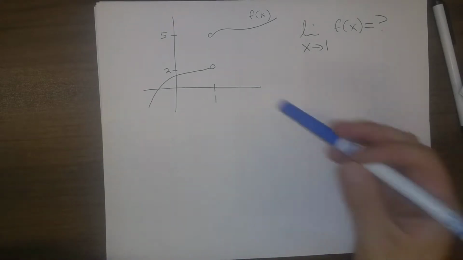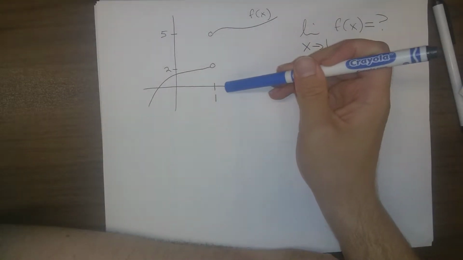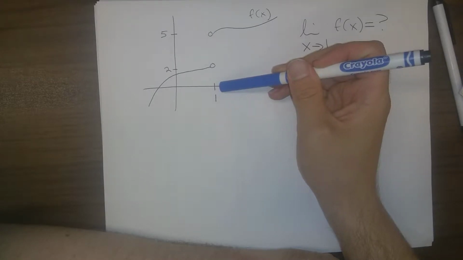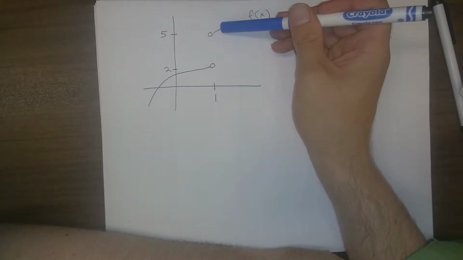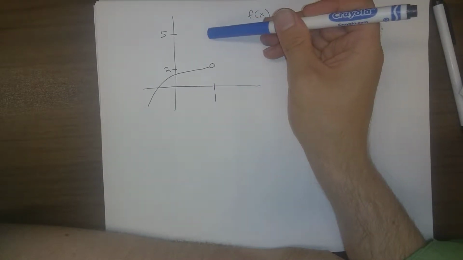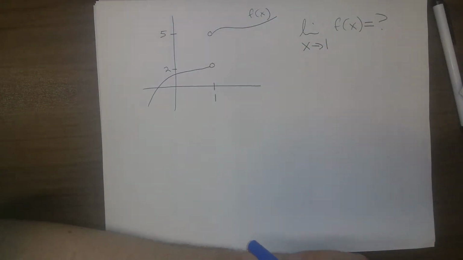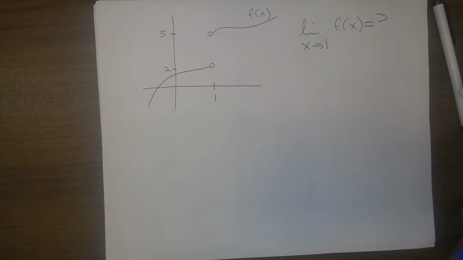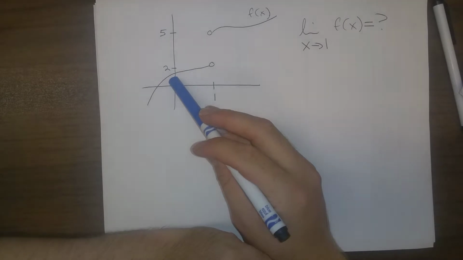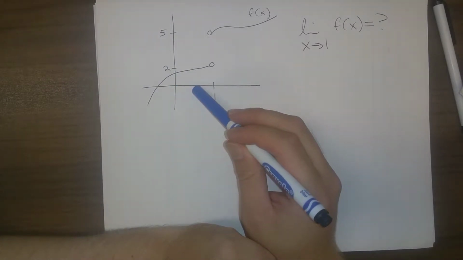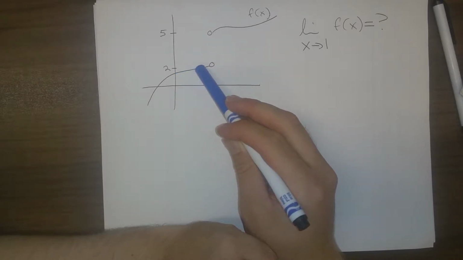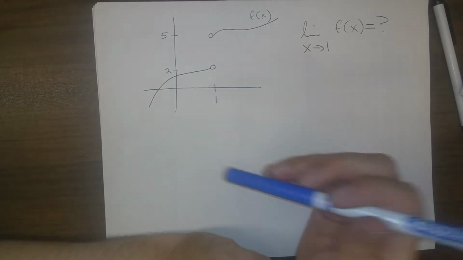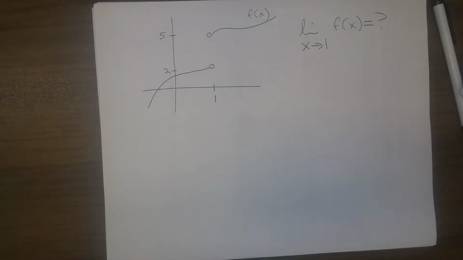Well, one guess might be that if x is a little bit bigger than 1, and we're moving to the left, then our values for f of x seem to get closer and closer to 5. And so we might want to say the limit as x goes to 1 of f of x is equal to 5. But if we went in the other direction and took numbers that are a little bit less than 1, f of x would be a little bit less than 2, and so we might say the limit of f of x is equal to 2.